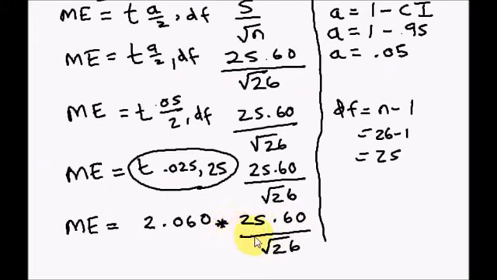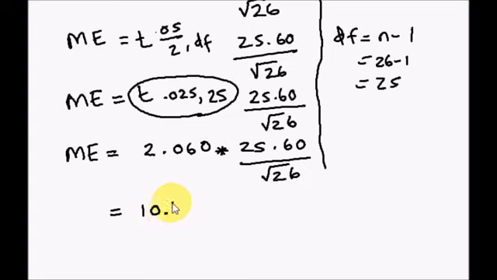This is multiplied, and if I figure this out on a calculator, I get 10.34. So my margin of error for this question is 10.34. That's how to figure out a margin of error for an unknown population standard deviation.